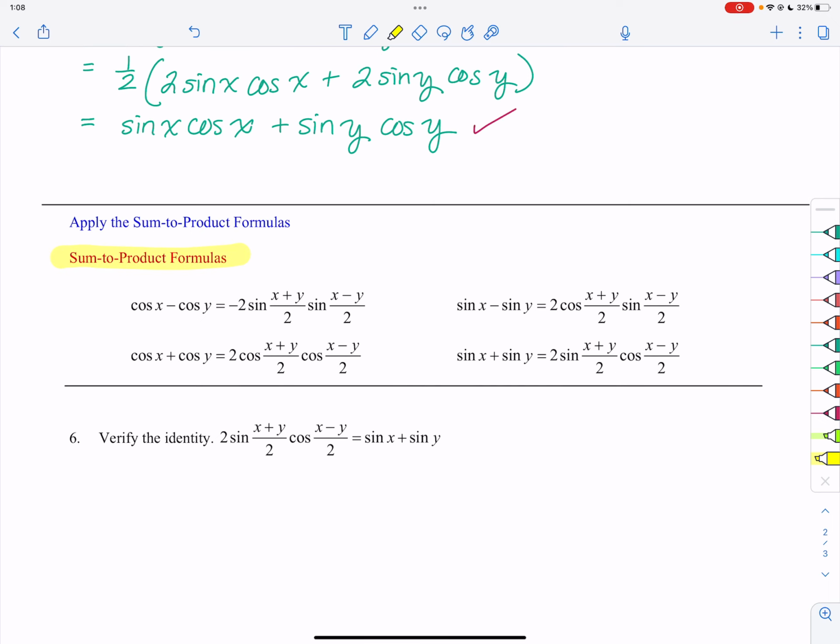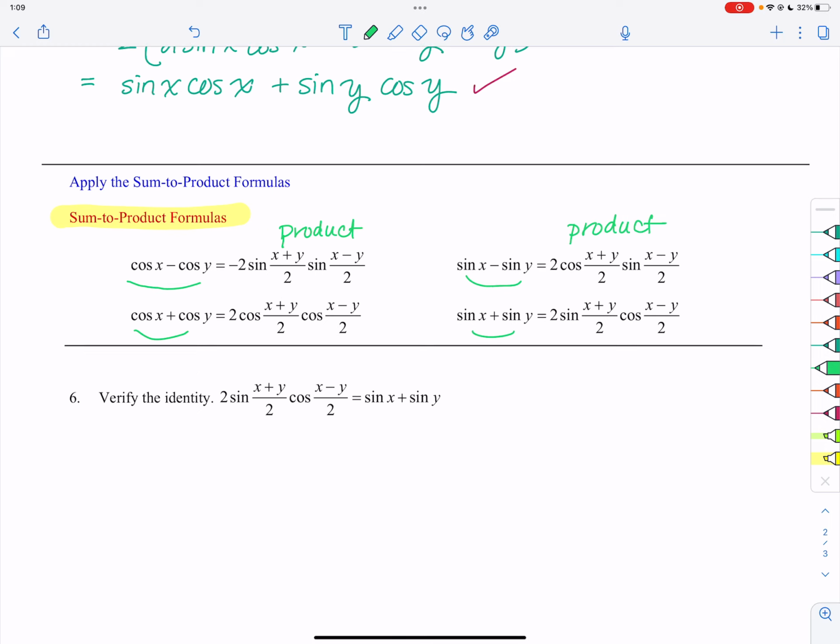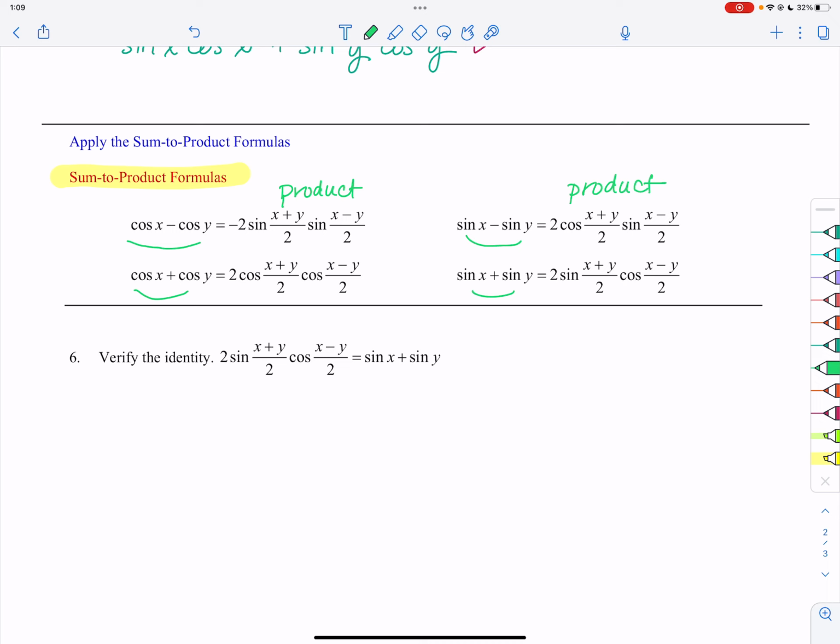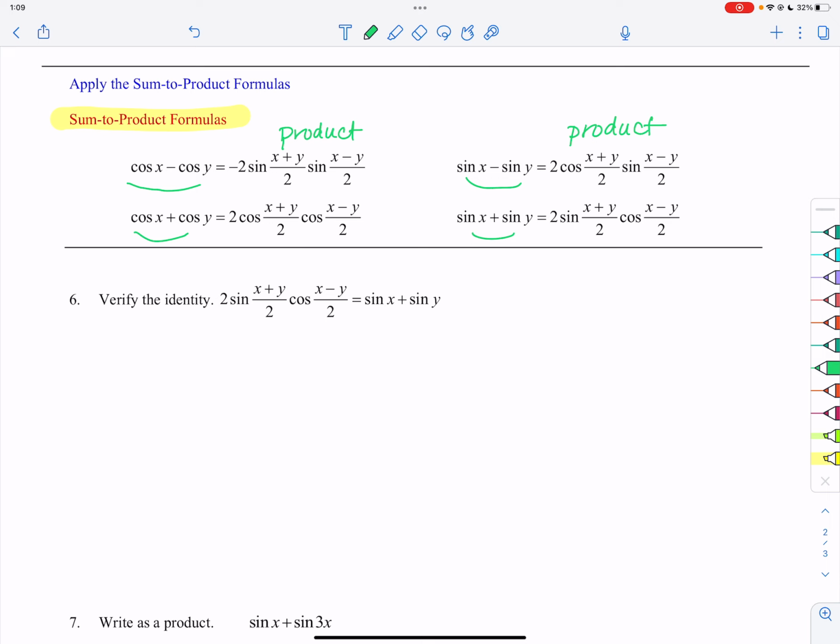So we can have a sum or a difference, and have a product. A sum or a difference, and we have a product. So let's give this a try. Verify the identity. 2 multiplied by the sine of (x plus y) over 2 multiplied by the cosine of (x minus y) over 2 is equal to the sine of x plus the sine of y.